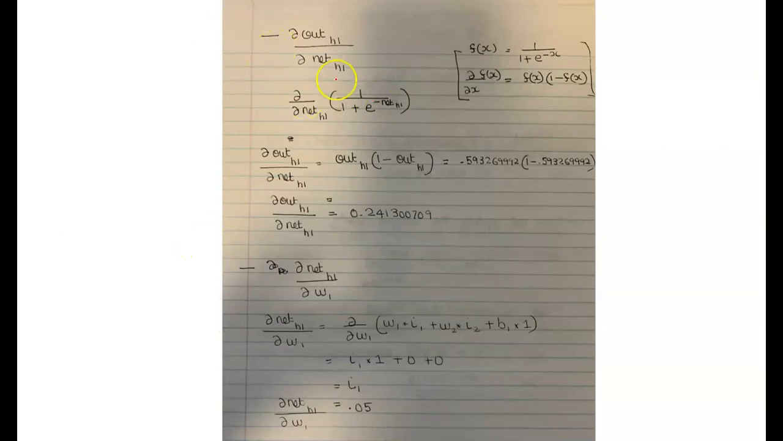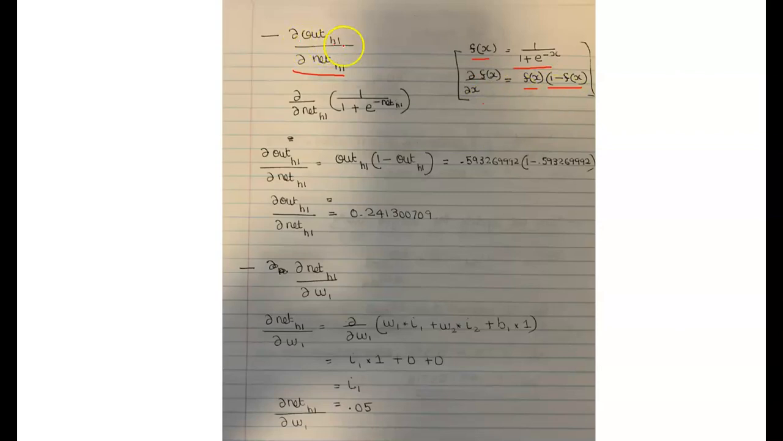So here I have computed that: dou out H1 by dou net H1. For those who are not familiar with partial derivatives, but I believe everyone should be, as you might have studied that in your math course: if I have a sigmoid activation function like f of x is equal to 1 by 1 plus e raised to minus x, then the derivative of that function is nothing but f of x into 1 minus f of x. Right?